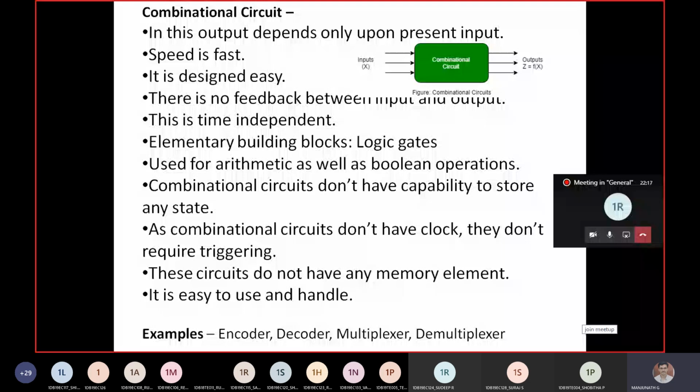So I hope you got the advantages and the things involved in combinational. And the last point, you can see the examples which you already learned in module number 2: encoder, decoder, multiplexer and comparator. Everything comes as a part of combinational. The diagram is also shown there.